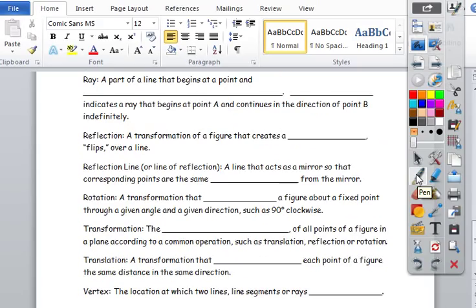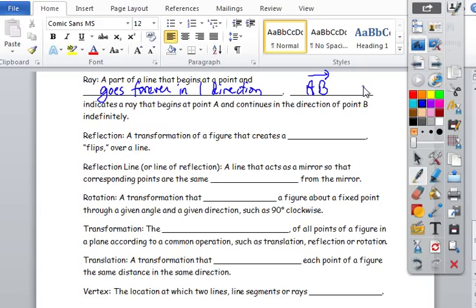A ray is a part of the line that begins at a point and does what? What does a ray do? Goes forever. Continues in one direction. Goes forever in one direction. And the way to write it is right there: Ray AB.